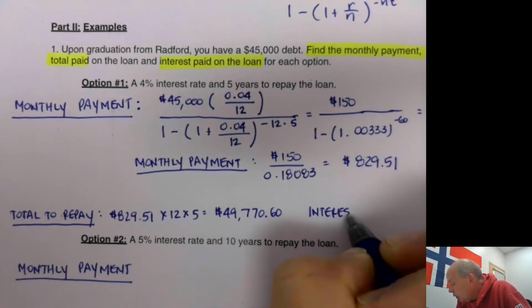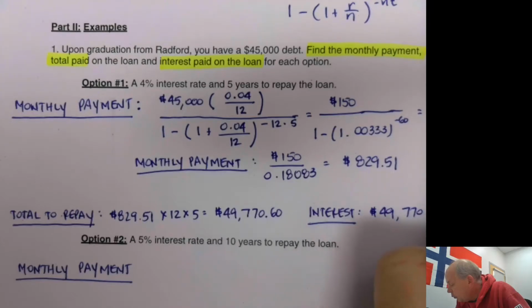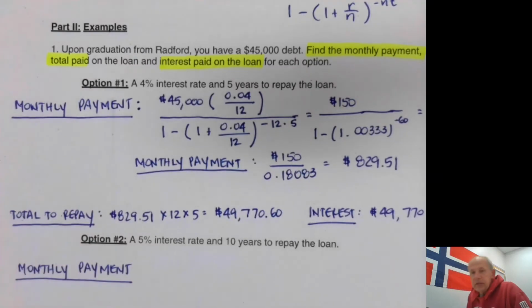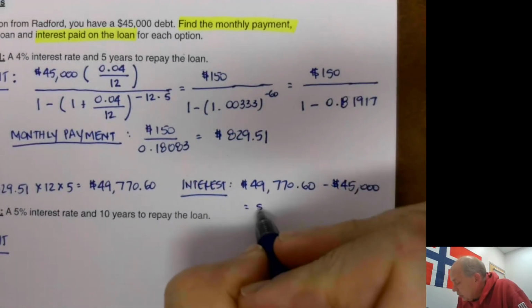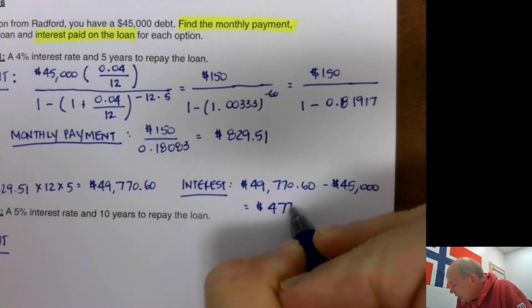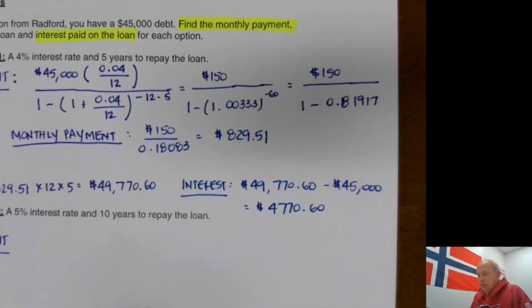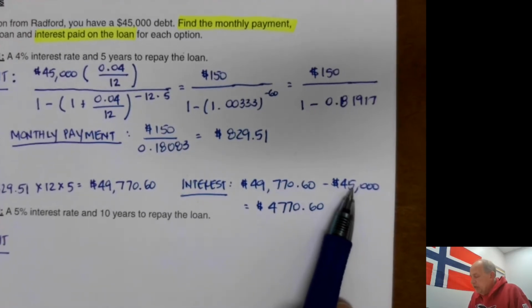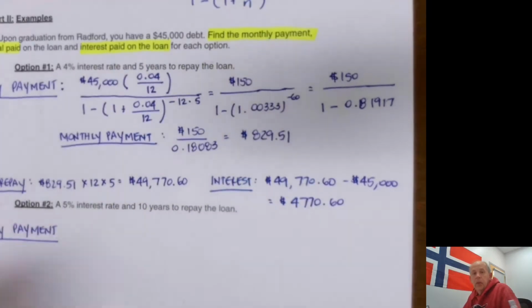So the interest on this loan would be their total, $49,770.60. They borrowed $45,000 originally on their loan, so the total they have to pay back in interest is $4,770.60. There's my total. There was the original amount. There's how much I owe in interest alone.